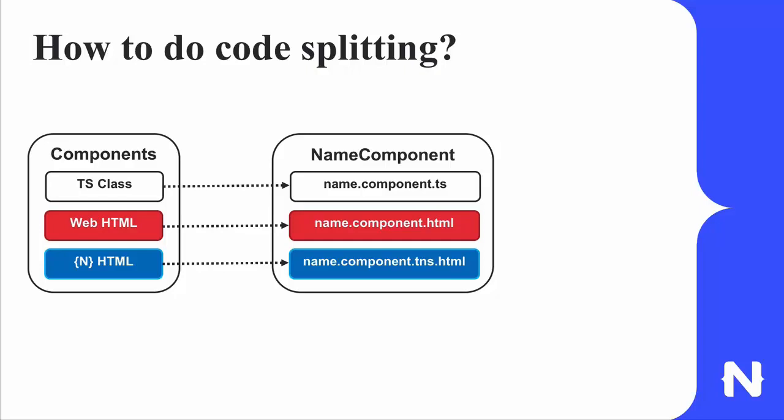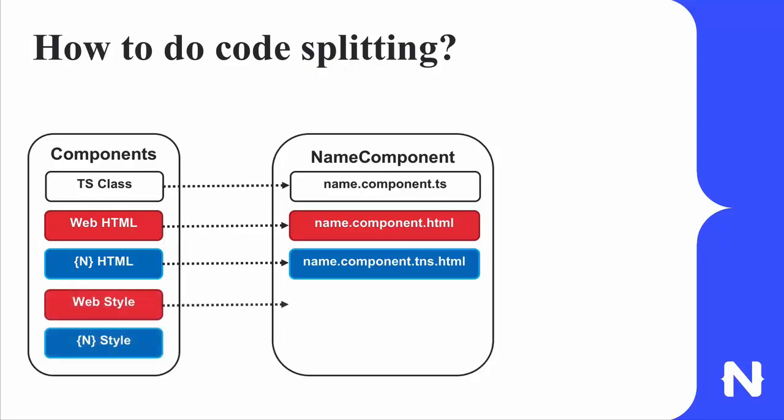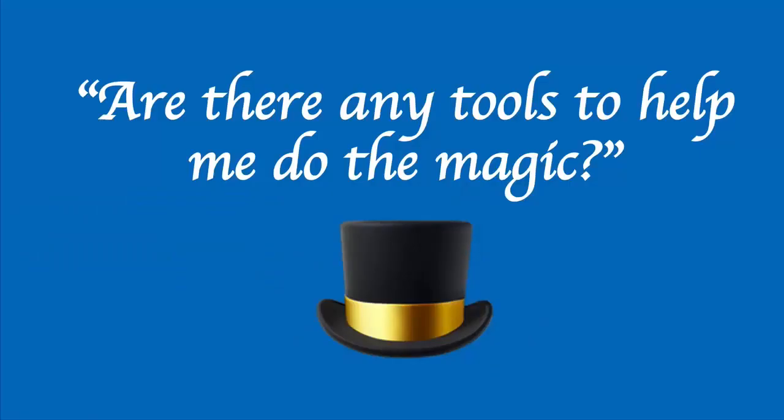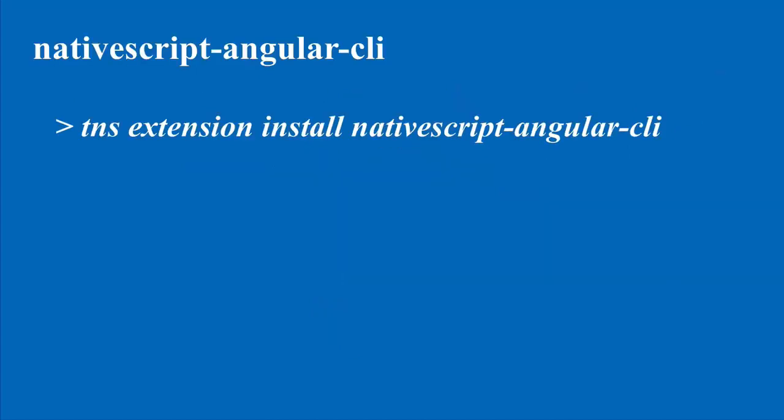And if we wanted to add a SASS file, all we have to do is follow the same concept. Again, in blue, we have .tns.scss to specify a NativeScript specific file, while in red, we have just .scss. And obviously, creating all these files can be time consuming, so you're probably wondering whether there are any tools that could help you with that. The answer is yes.